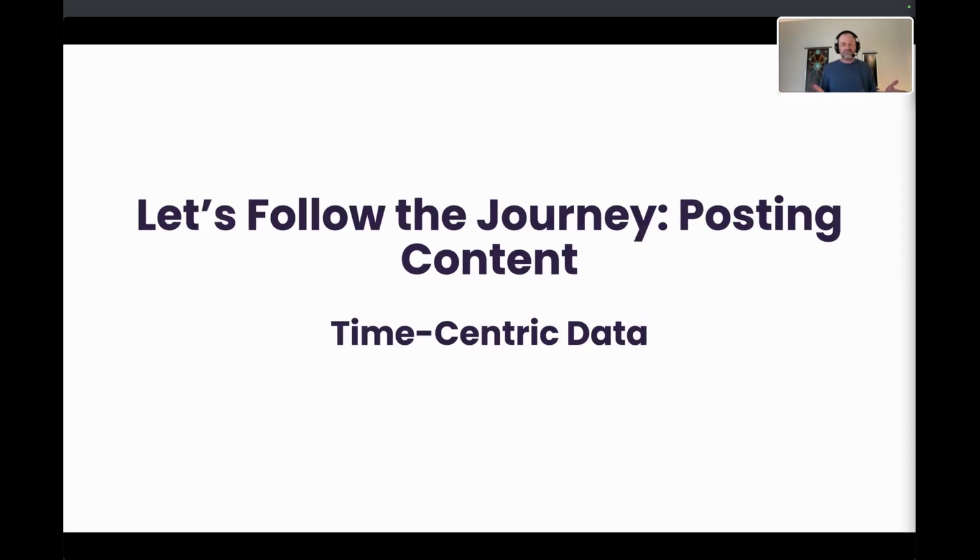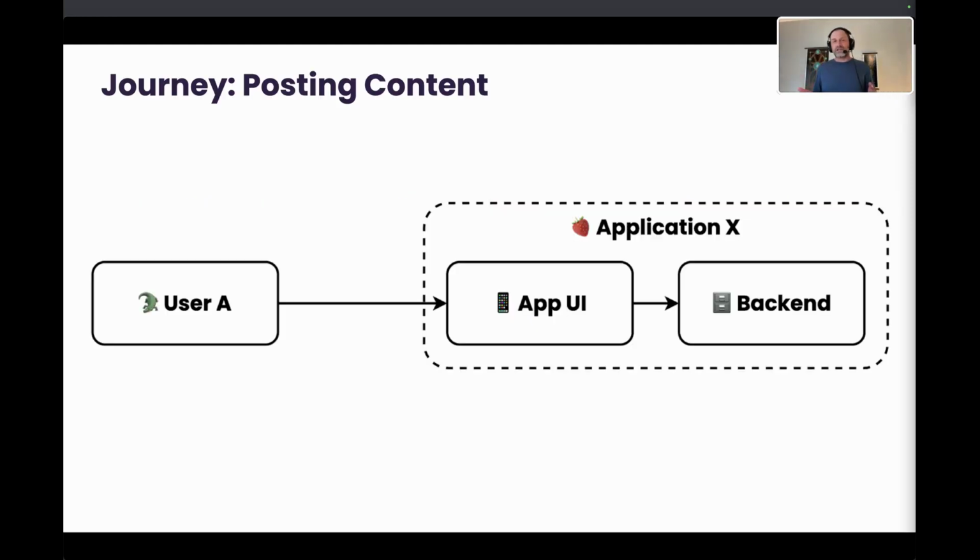So first, let's start off with following the journey about posting content, because that's a great example of this time-centric data. It starts off in the same way as a lot of other data. There's an interaction between a user and an application, and the user and this application already have an established delegation that was created or added to the user's delegation on the chain. So this application has gotten the authority from the user to say, yes, I can post content on your behalf.